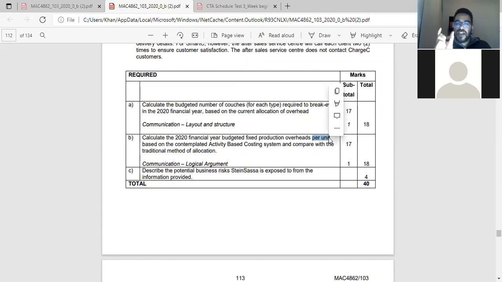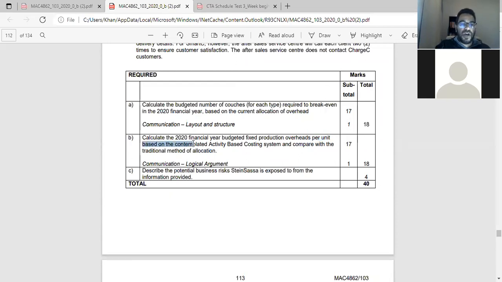So once again, it's those small differences that we miss that cost us marks. You may think I'm overdoing it over here. I'm not overdoing it. You're going to see that these types of things play a critical role. So remember, per unit.